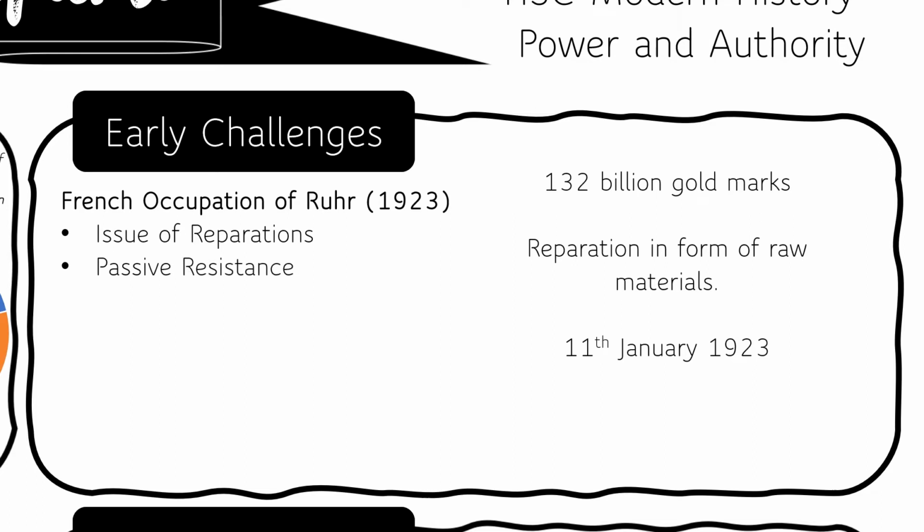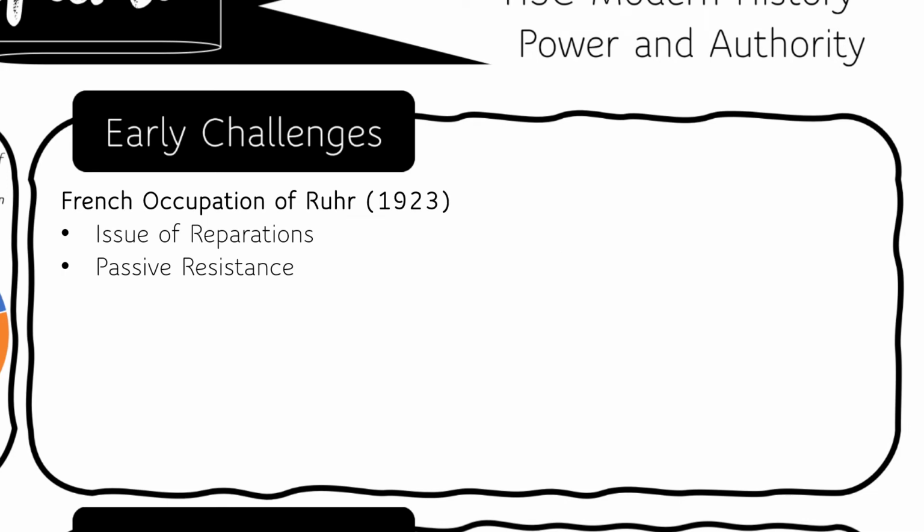Unions were encouraged to engage in strike action, essentially stopping most production within the region. Significantly, the decision was also made by government to continue to pay these workers and civil workers in the Ruhr, despite no work being completed. This was a fundamentally critical decision.